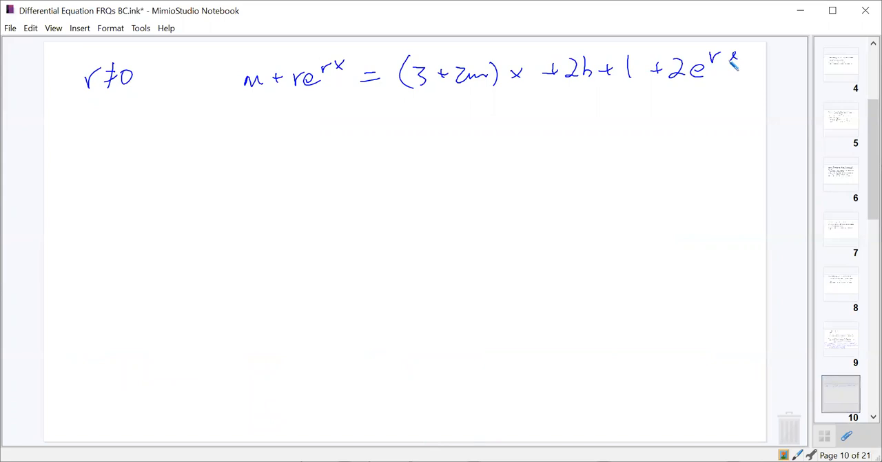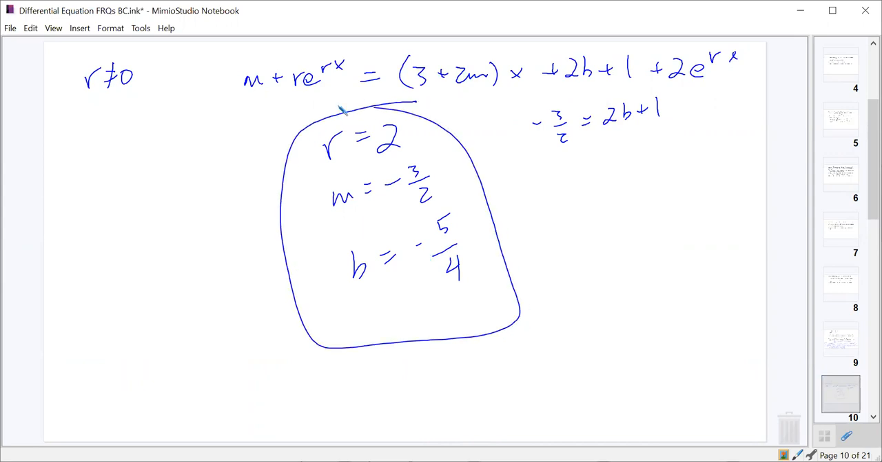And so if we do it this way, we can see that we have r e to the rx's and 2 e to the rx's, so r must equal 2. And same thing over here, 2m plus 3 needs to equal 0, so m is still going to be negative 3 halves. And if m is negative 3 halves, we've now got negative 3 halves equals 2b plus 1 instead of 2b plus 3. So we'll subtract the 1 to make negative 5 halves and divide by 2 to get b equals negative 5 fourths. And so that would also work.